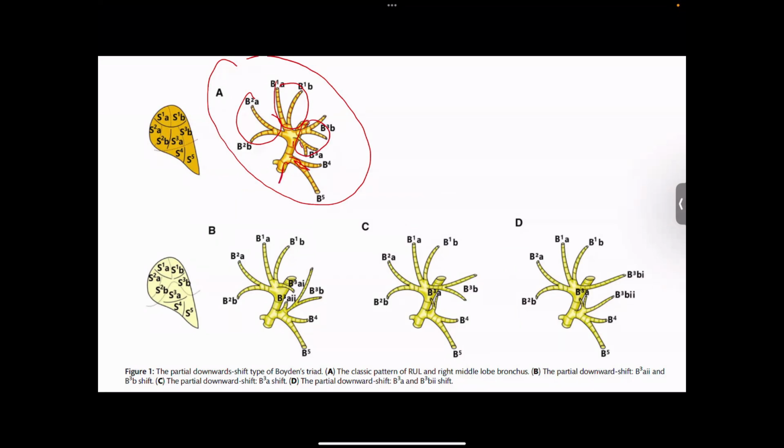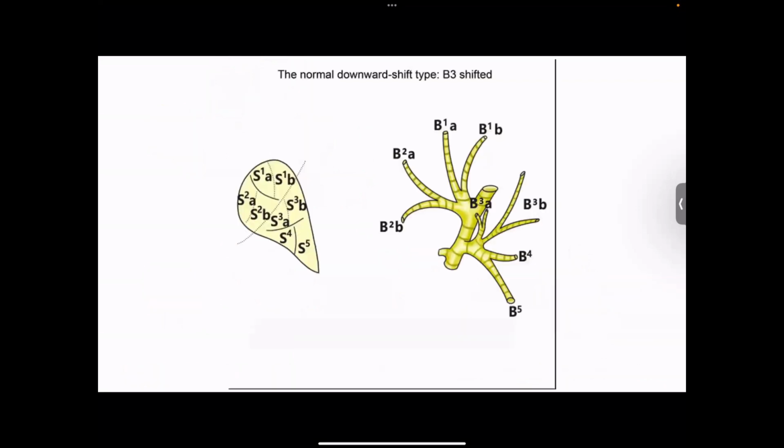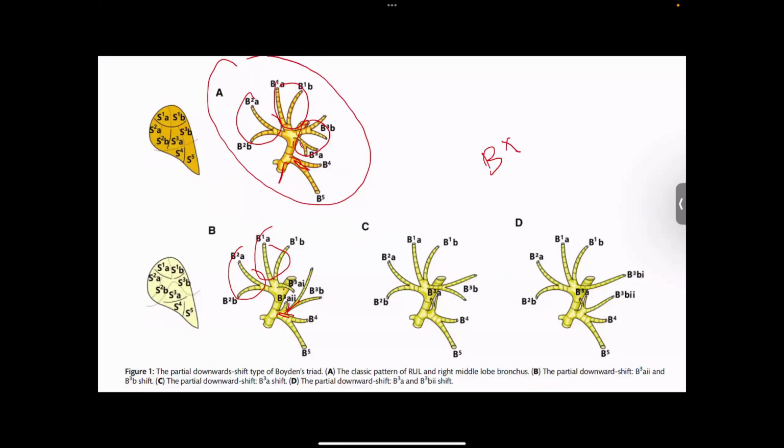But in Boyden's triad, what happens? This is the B1, this is the B2, but the B3 is coming from the middle lobe bronchus. So it means this is the replaced B3. B3 is not coming from its own place, which Boyden called the BX, but actually it is the same thing, only the placement is different. B3 is coming not from the upper lobe bronchus, but from the middle lobe bronchus, like here. So the typical pictorial diagram would be like here.